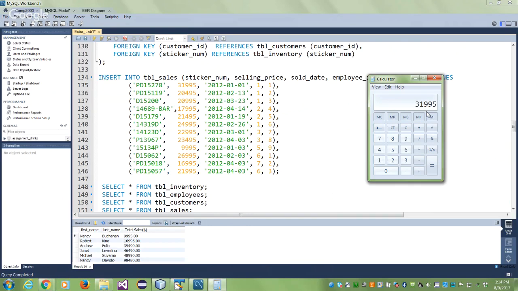31,995. 31,990. That is the selling price. Yeah, selling price is what we have to do. Plus 2495 plus 2995 plus another 24,995. No, the answer is wrong. No, it's correct. It's the last one.